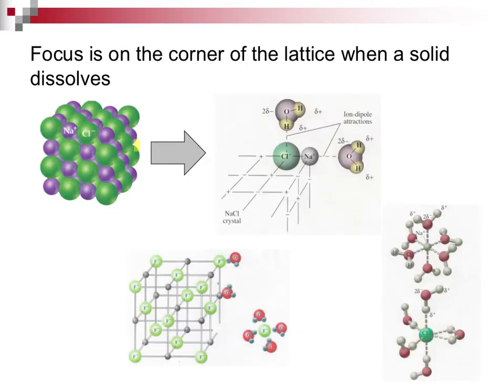Our focus, when you think about solubility, really is on the corner of the lattice. What is really happening? Well, the hydrogen of water is attracted to the anion, the delta negative, and the oxygen of the water is attracted to the cation, the delta positive. So again, a couple different ways to show you. Here we have the hydrated cation, here we have the hydrated anion.